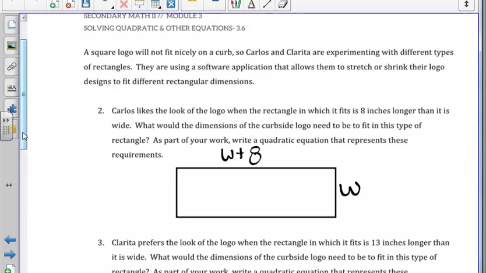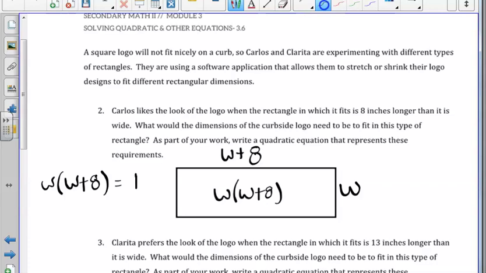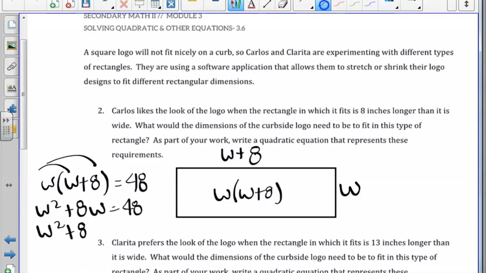Since they will still need 48 inches squared of paint, we need to solve the equation W times W plus 8, because that will give us the area of the rectangle, and we know that we will need 48 inches squared of paint. Therefore, we need to solve this equation for W. We'll distribute the W and get W squared plus 8W equals 48. We can see that this is going to be quadratic because our variable is squared. If we subtract 48, we will get the equation W squared plus 8W minus 48 equals 0.